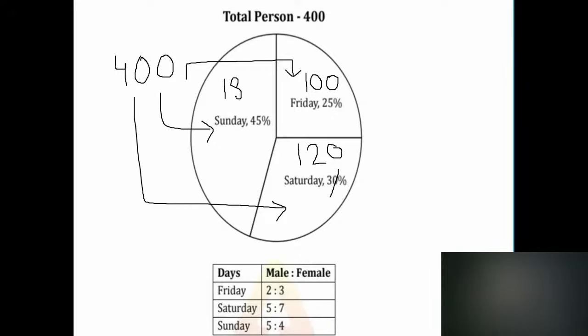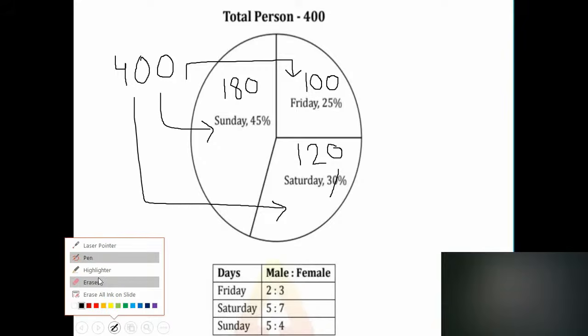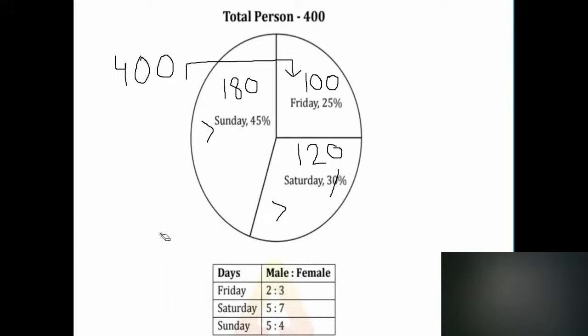This is the total count of all the people. Sunday 180, Friday 25% means 100, Saturday 30% means 120. These are the values given on each day. So we distributed 400 into 3 days: Friday, Saturday and Sunday.